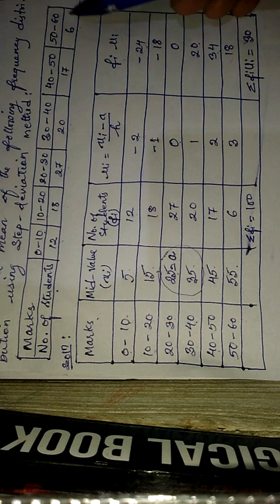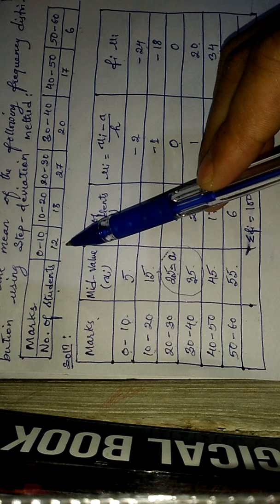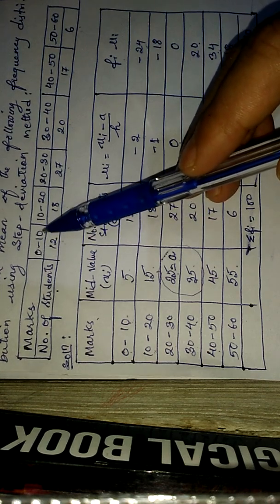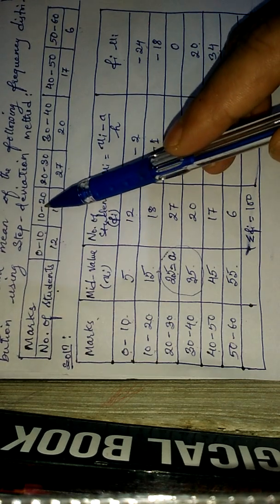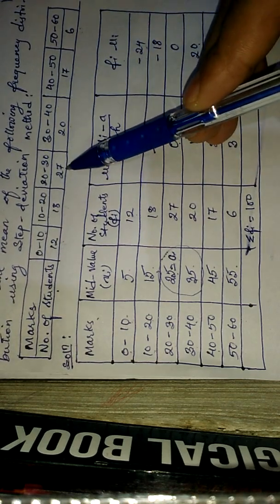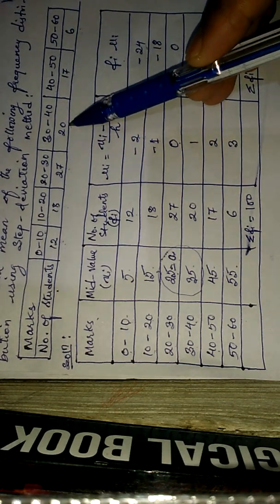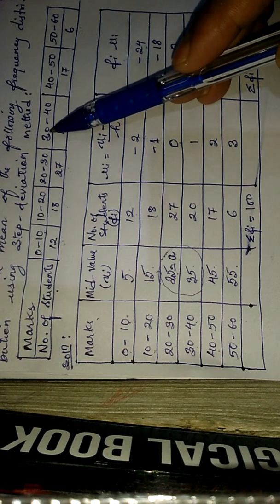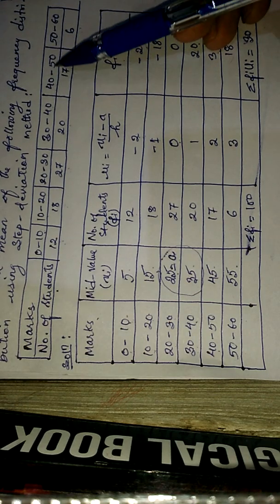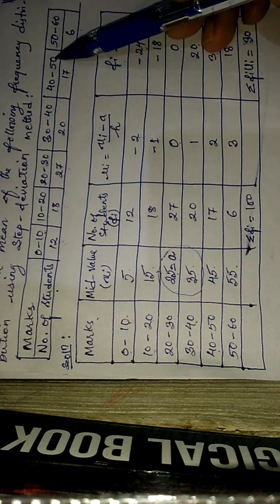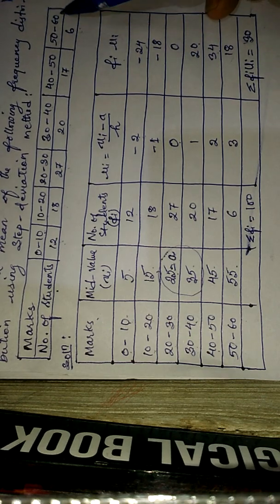It means 12 students got marks between 0 and 10. 18 students got marks between 10 and 20. 27 students got marks between 20 and 30, and 20 students got marks between 30 and 40. 17 students got marks between 40 and 50, and 6 students got 50 to 60. Okay, these are their scores.